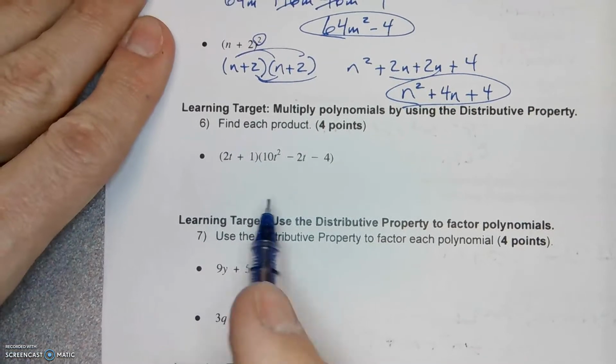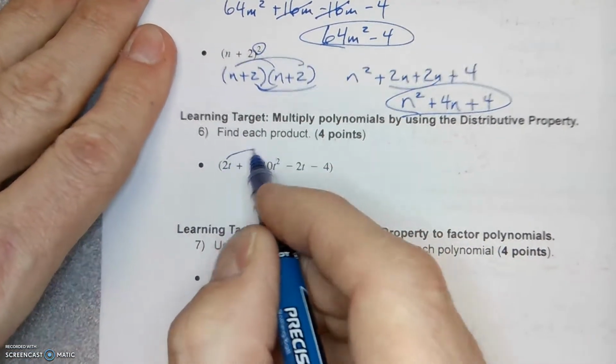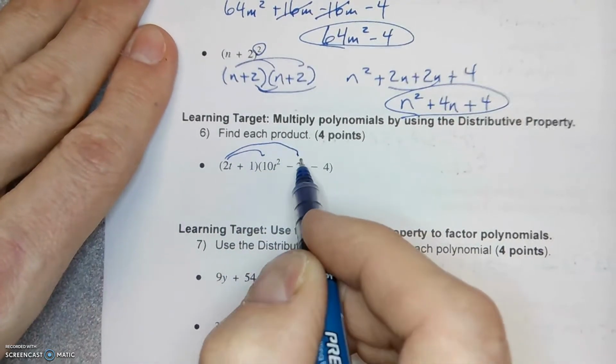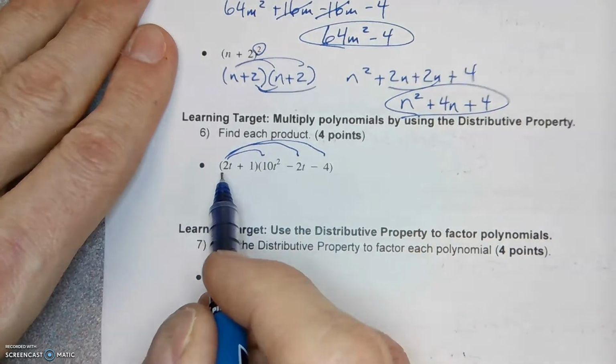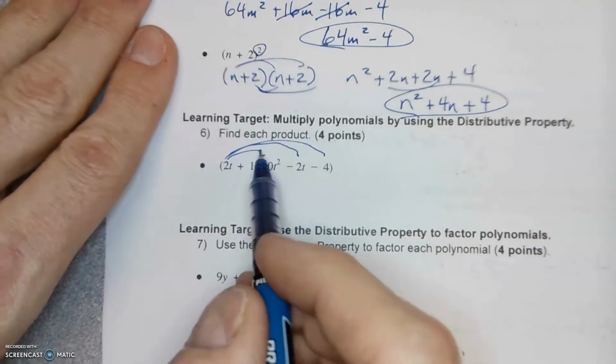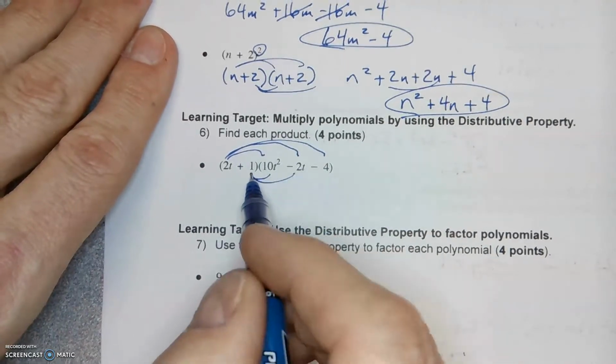Next up, find each product. So this is FOIL in a way, but instead of just FOIL, you'll have these kind of middle terms as well. So the point here really, just take the first term in the left parentheses and multiply it by every single term in the second, and same thing here.